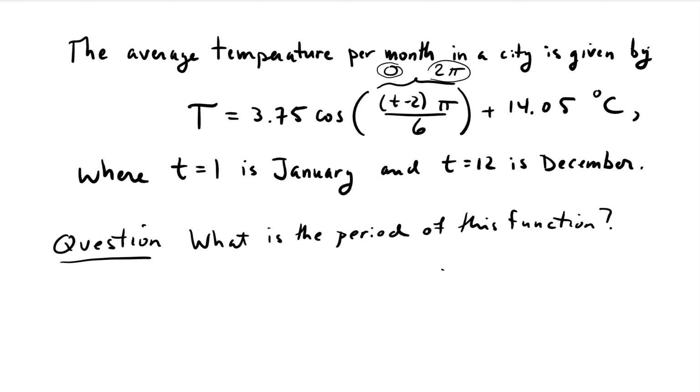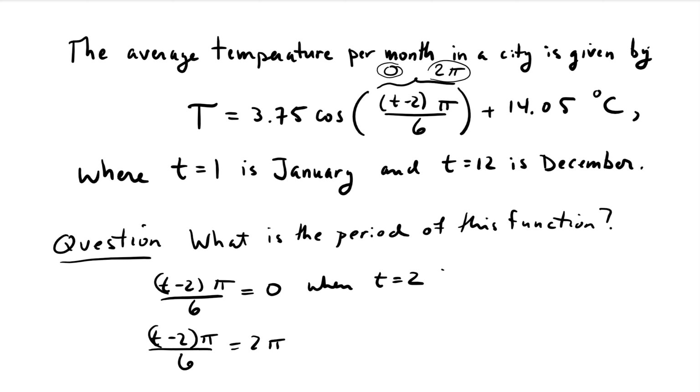So for instance, I'll show you what I mean by that. t minus 2 times pi over 6 is going to be 0 when t is 2, clearly. The bracket needs to be 0, so t minus 2 needs to be 0, so t is 2. And when is it going to be 2 pi? That's when it's the same cosine value. Here maybe I need to simplify this a little bit. t minus 2 is going to be what? I divide by pi, so I get 2, multiply by 6, 12. And then that means that t is 14.